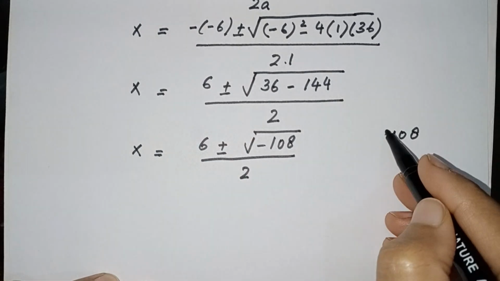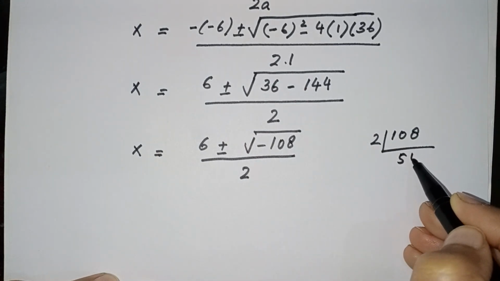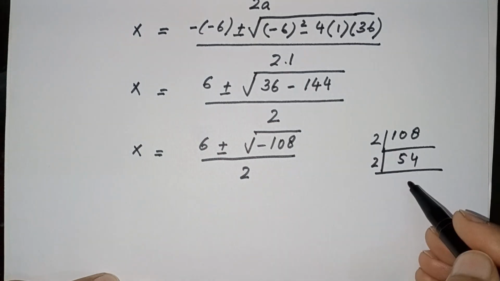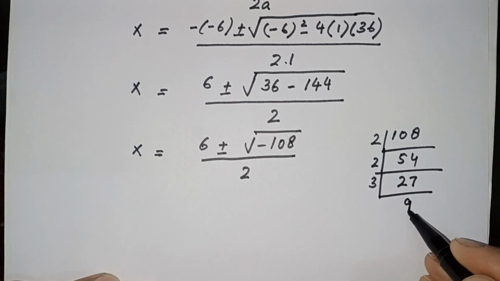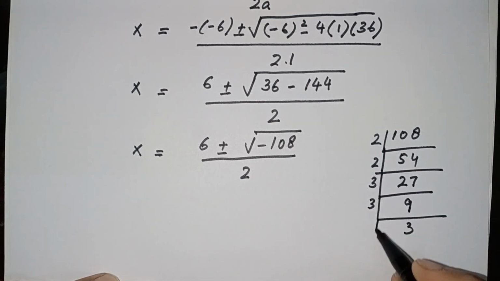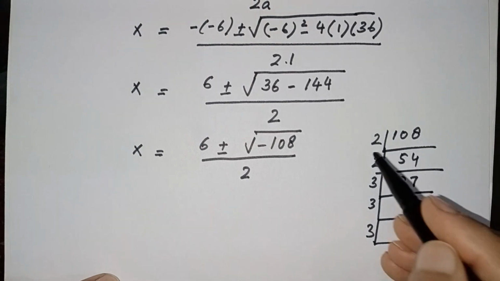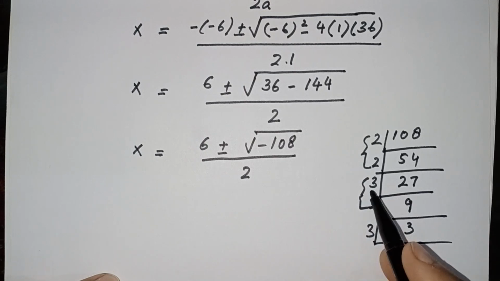So first of all, we will write 108 in terms of product. So divide 108 by 2, we will get 54. Then again divide 54 by 2, we will get 27. Then divide 27 by 3, we will get 9. And then we will divide 9 by 3 will give us 3 and then 3 gives us 1. So we have 2 square, 3 square and 3.